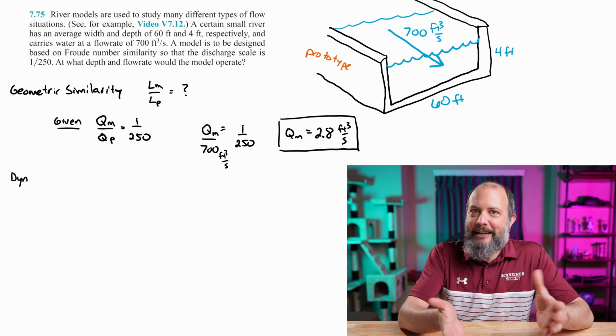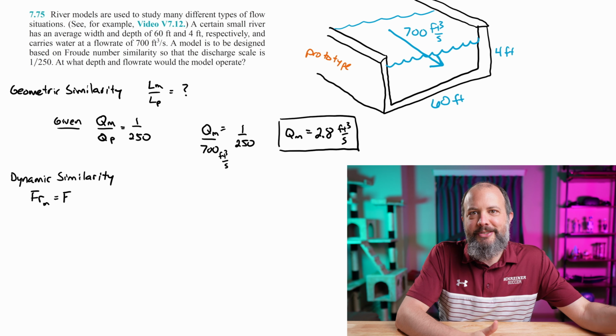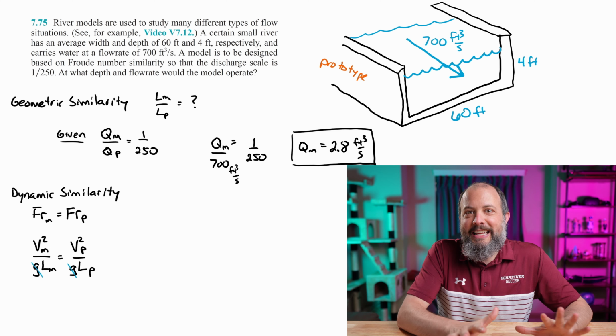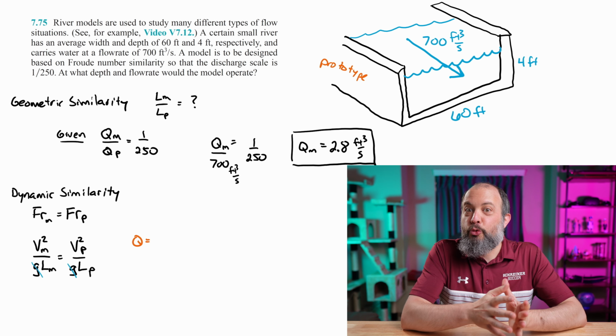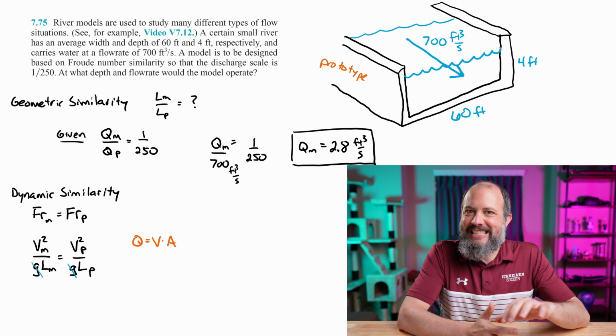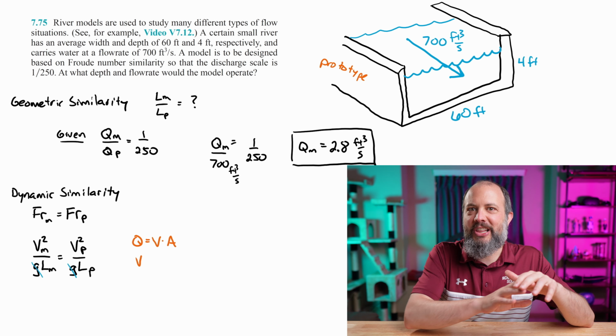So dynamic similarity, this is clearly an open channel flow problem, so we're going to use Froude similarity for that instead of Reynolds or Mach or any of the others. I'll use the squared version of the equation, cross off gravity because both of these are going to be built on Earth where gravity is the same. Now, since we're not given any information about velocity directly, we're only given information about flow rate, it may be useful to actually substitute in for these velocity terms.